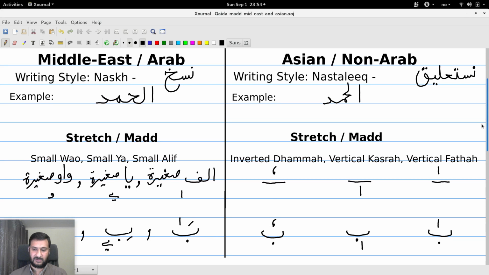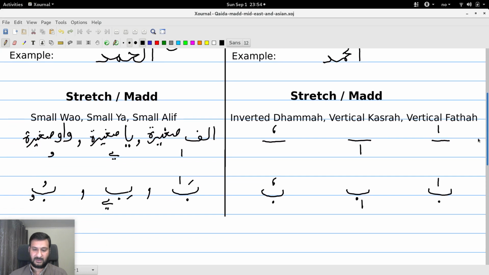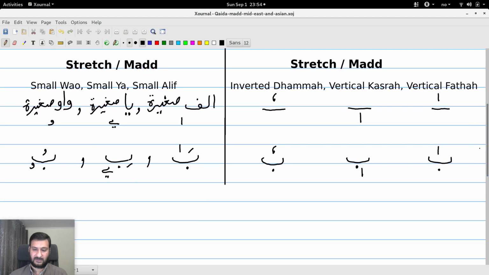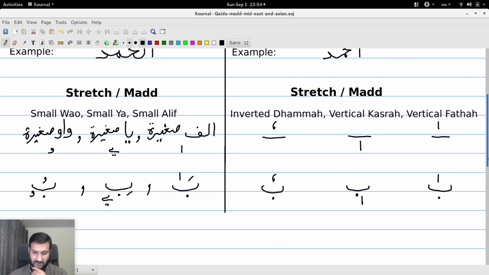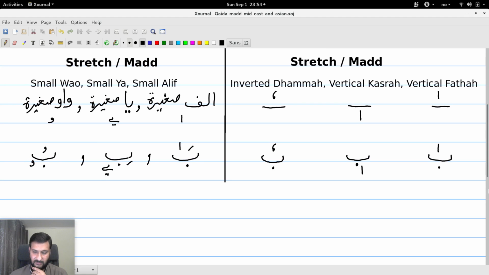The next difference is the writing of these stretches or the mud letters, and that is the actual topic for today. So the Naskh and Nastaliq was just extra information today. We go to stretch because that's our topic.